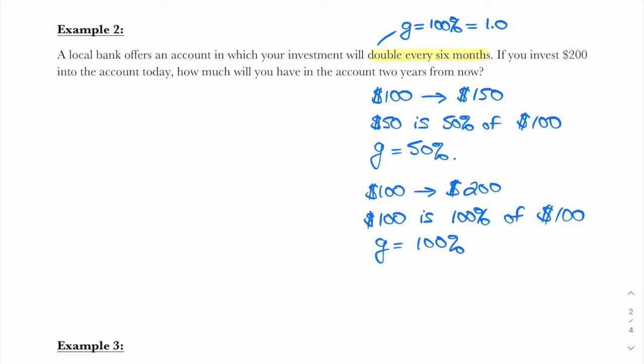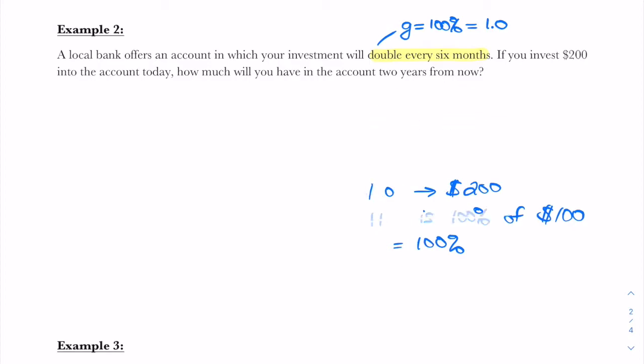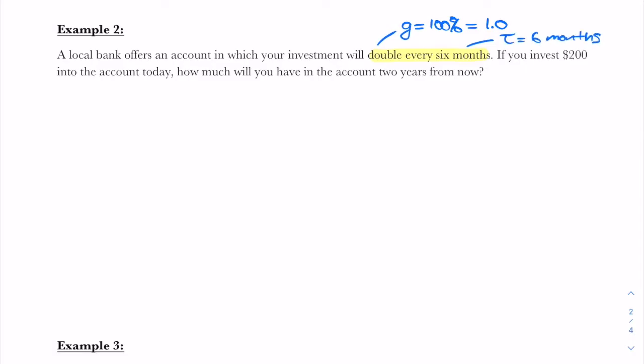If you found that helpful, maybe write it down on a separate sheet of paper. I'm going to erase it now in order to make room for the example. Okay, let's continue. So we're doubling every 6 months. So the 6 months here represents the tau, the doubling time. I'm going to keep it in units of months for now. Let's continue reading the question.